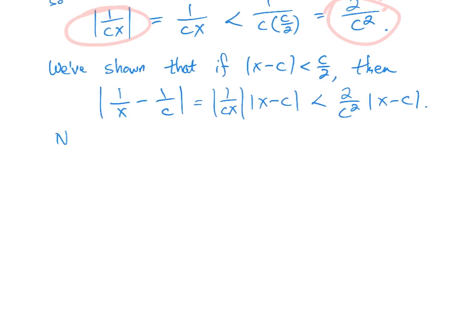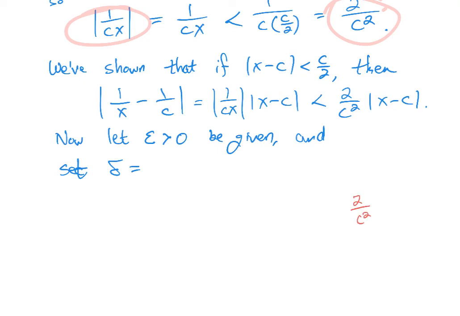Okay, now we're going to do the real proof now. Now let epsilon greater than 0 be given. And set delta equal to, let's go over here and we'll do some scratch work. If we want 2 over c squared times x minus c to be less than epsilon, then we want x minus c to be less than 2 epsilon over c squared, I think.